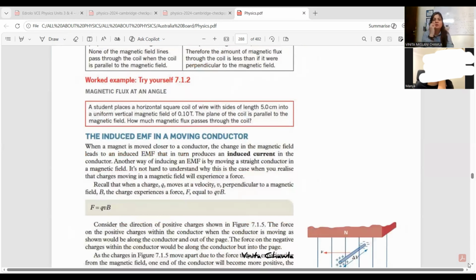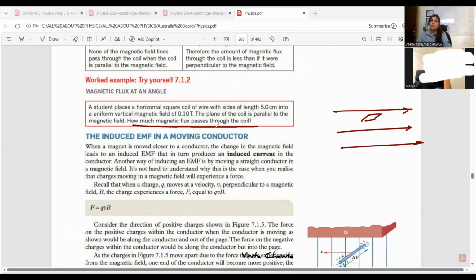A student places a horizontal square coil of wire with sides of length 5 centimeter into a uniform magnetic field of 0.1 Tesla. The plane of the coil is parallel to the magnetic field. Then how much magnetic flux passes through the coil? So we have a square coil, no? So we can draw like this for square coil, and its plane is parallel to the magnetic field. Then how much flux passes through the coil? Find the answer.